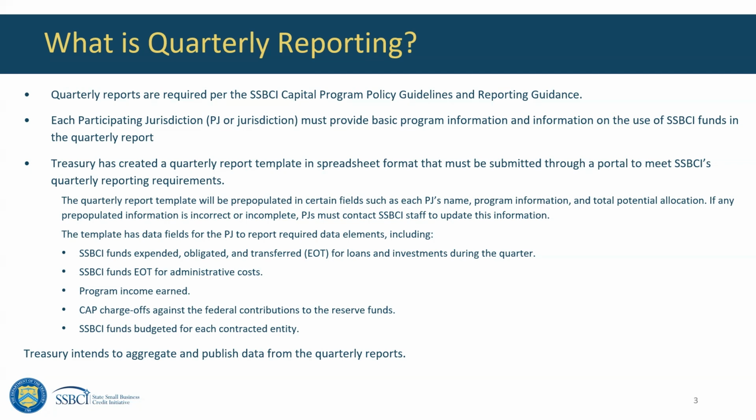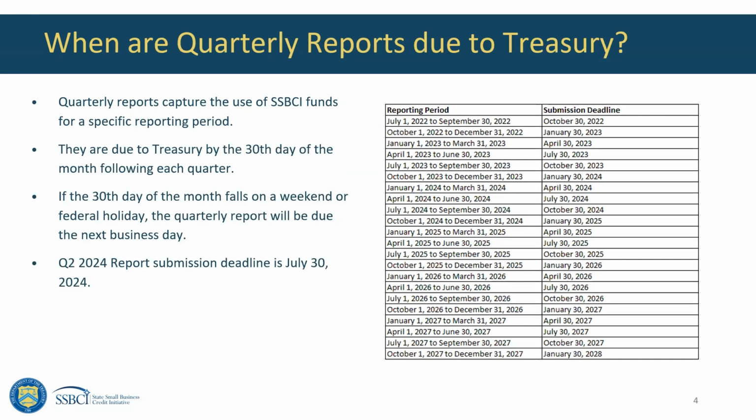We will move on to the next slide on when our quarterly reports are due to Treasury. Quarterly reports must be submitted to Treasury 30 days after the end of the quarterly reporting period. For second quarter reporting, the portal will open for submission on July 1st and close on July 30th. We will send out email reminders to all participating jurisdictions that are required to report at the beginning of the submission window, and we'll send additional reminders prior to the submission deadline. Moving to the next slide.